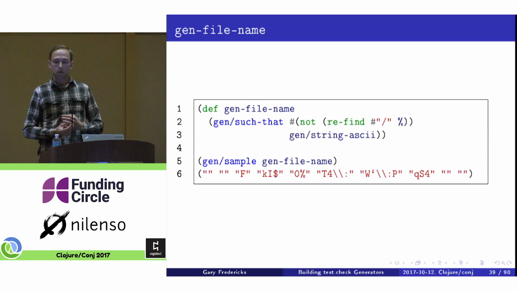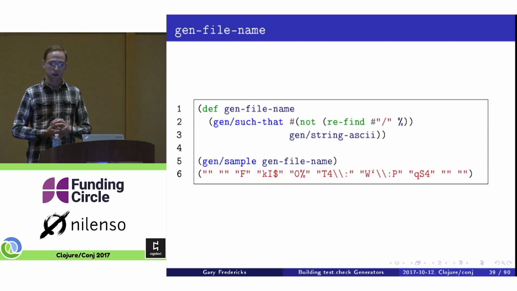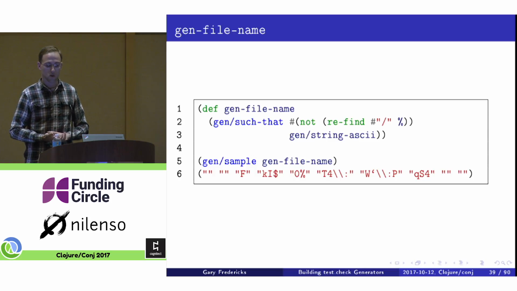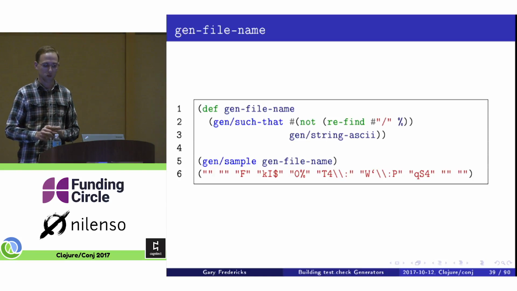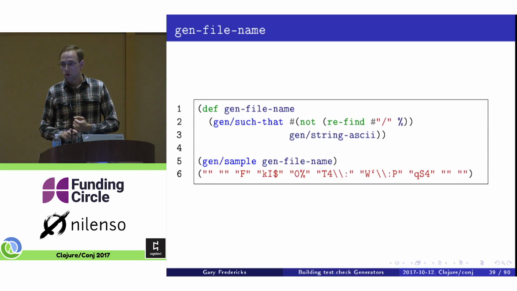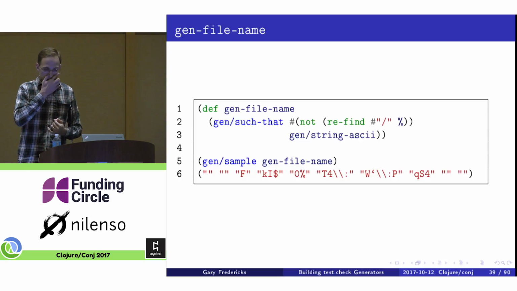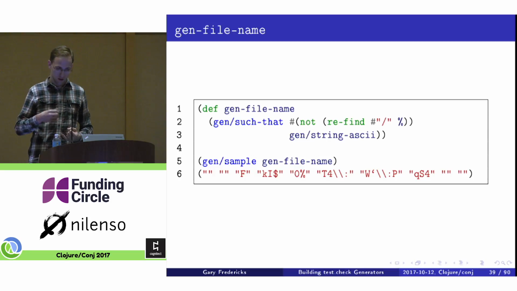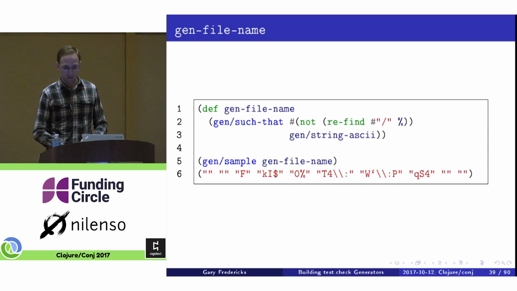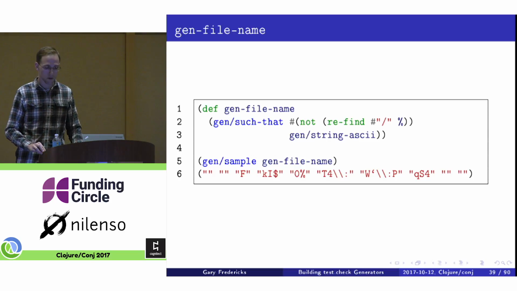So if you're going to do this, you probably want to generate file names. And test.check has a string generator built in, and you might have the opinion that a file name probably shouldn't have slashes in it. So how can we generate file names without slashes? We can take that string generator and pass it to such that, and have a predicate that checks whether there are any slashes in it or not. And if you try this out, it will work. You pass it to sample, you get some nice file names that don't have slashes in them.